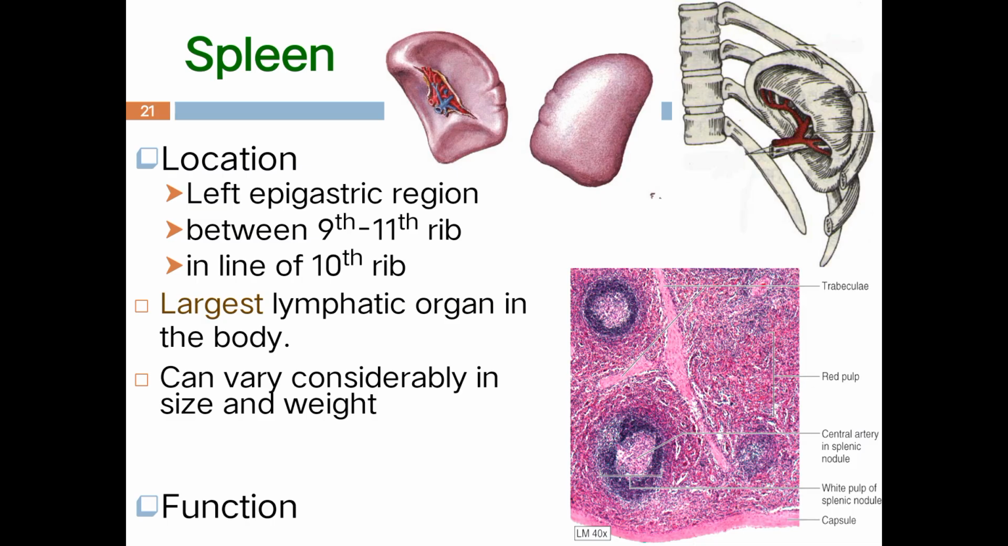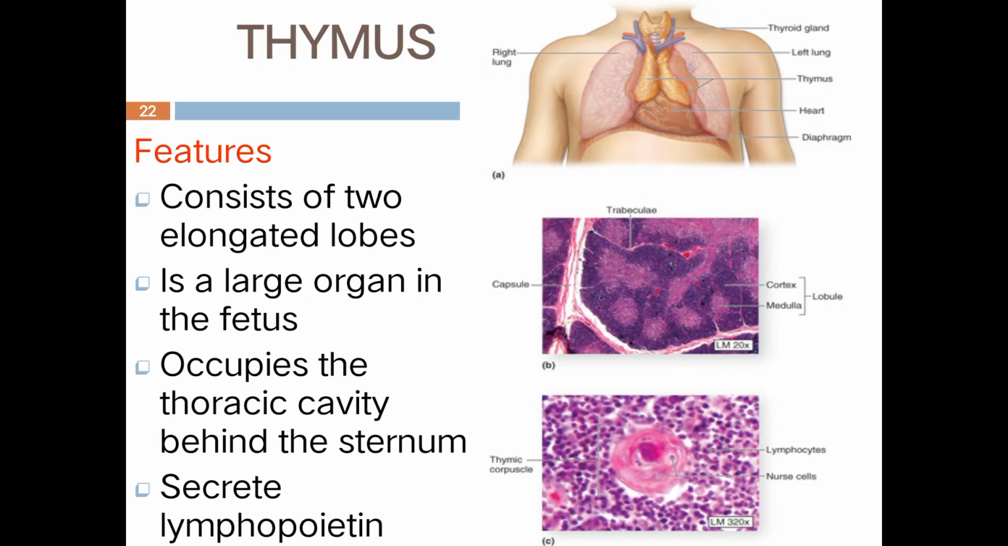Spleen location: left epigastric region between the 9th and 11th rib, in line with the 10th rib. It is the largest lymphatic organ in the body and can vary considerably in size and weight. Thymus features: it consists of two elongated lobes, a large organ in the fetus, and occupies the thoracic cavity behind the sternum. It secretes lymphopoietin.